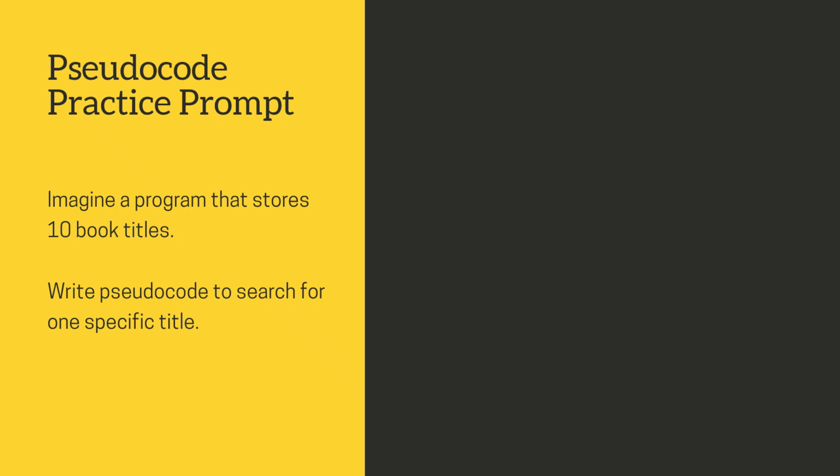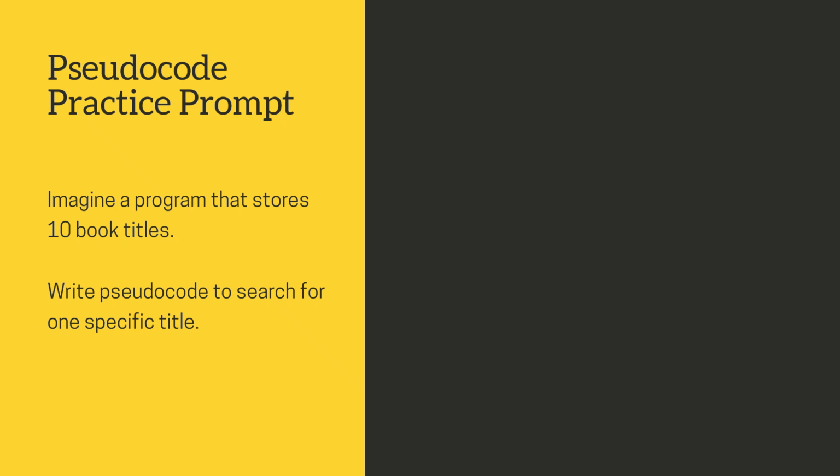So imagine you have a program that stores 10 book titles in an array. How would you write the pseudocode to search for a specific title? What I want you to do is take the time to think about what your input would be, what steps the program would take, and what your output would look like. This is exactly the kind of thinking that's going to help you develop logical flow in your program. So take a moment to do that. Pause this video.